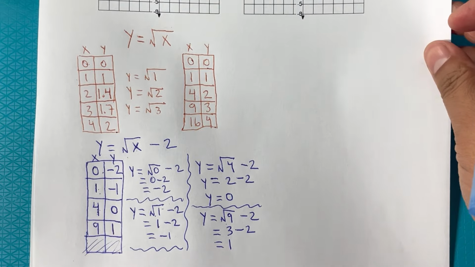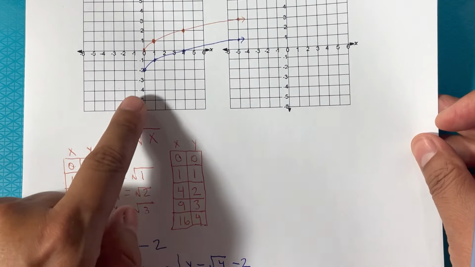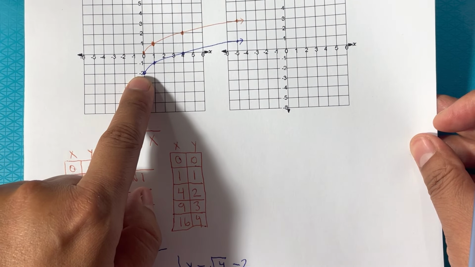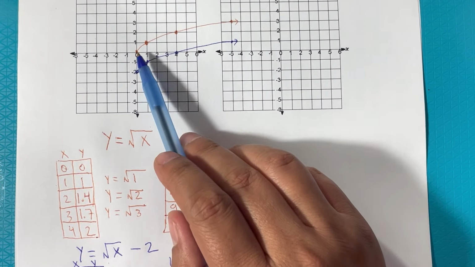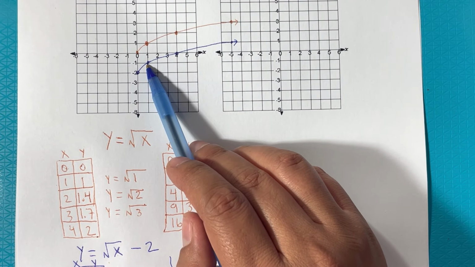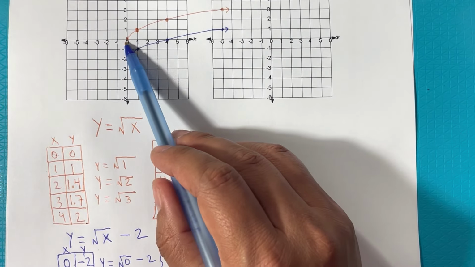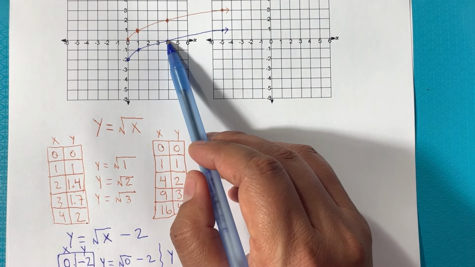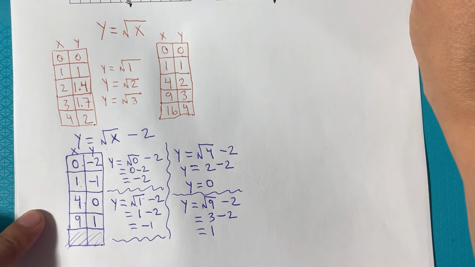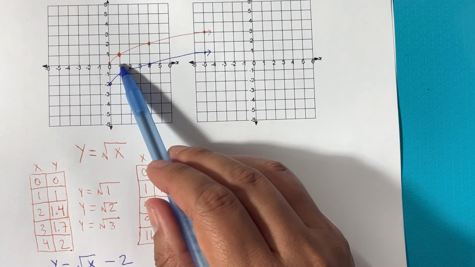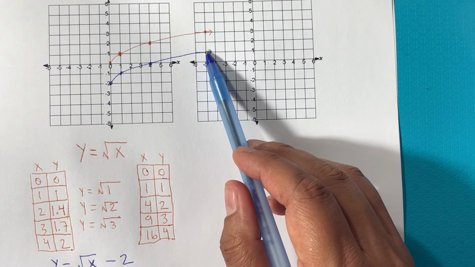Now, we're going to be going back and forth, but 0, negative 2. It's right there. 0, negative 2. The next value is 1, negative 1. If you notice, you go 1 on x, negative 1 on y. The next one is 4, 0. 4 on x, 0 on y, so you don't go up or down. And the last one, 9, 1. So you go 9 spaces on x, 1 on y.